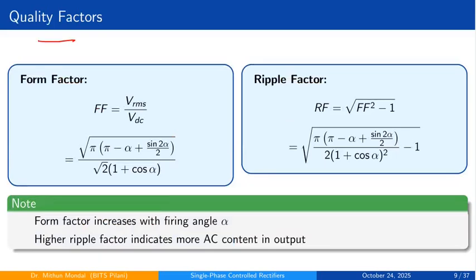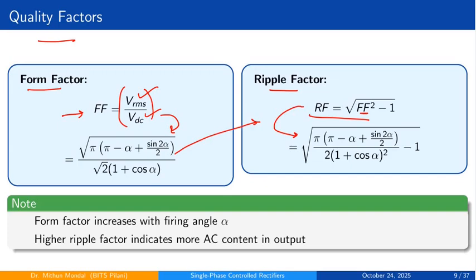Two important quality factors are the form factor and the ripple factor. The form factor is the ratio of the RMS voltage by the DC voltage, and the ripple factor is the square root of form factor squared minus 1. So we have already calculated this RMS voltage and DC voltage that we can put in and get this expression of form factor. Ripple factor again we can get from the form factor, which is calculated here, squared minus 1.